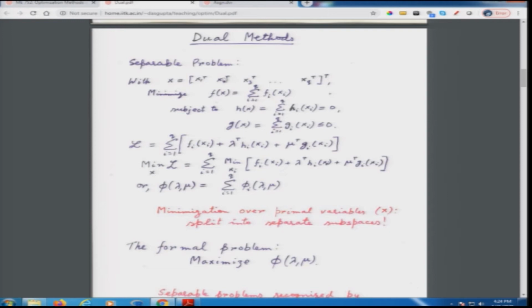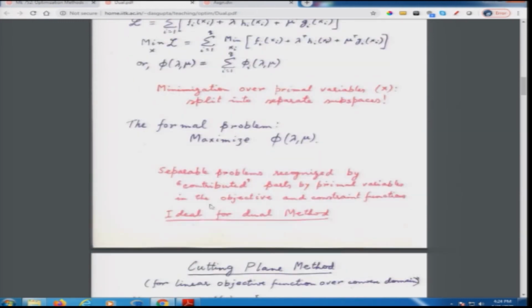So, this is the method of the dual strategy anyway, but in the case of a separable problem, this is the advantage: the actual minimization is done in a split manner over smaller subspaces, and the formal problem is defined as maximize this dual function. Okay. So, you recognize a separable problem by contributed parts by the primal variables, okay, in the objective as well as constraint functions, and such problems are ideal for dual methods.